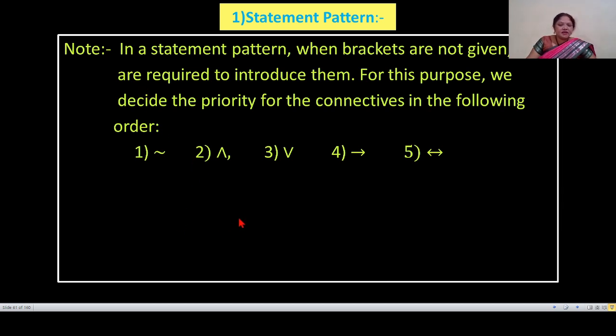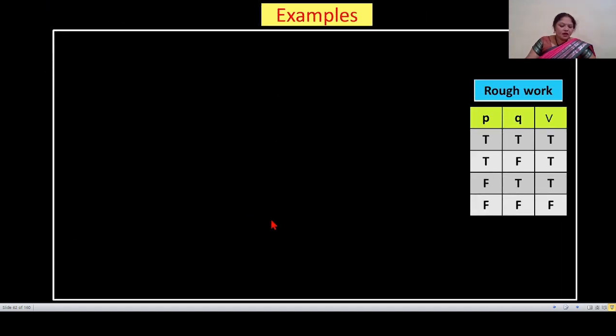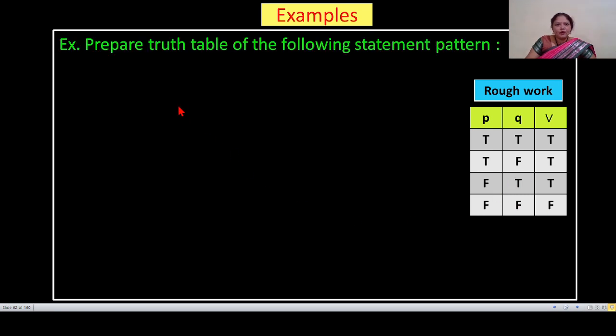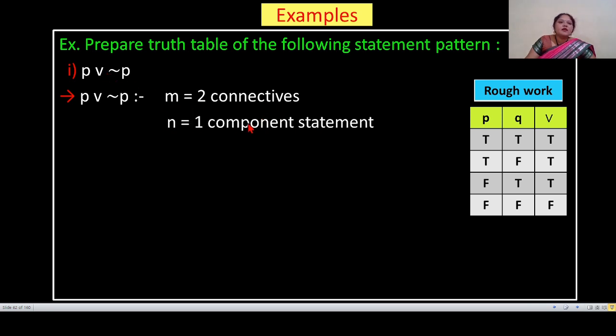Let us see examples related to statement patterns. For our convenience, we have to refer to this truth table. First example, prepare the truth table of the following statement pattern. First statement pattern is P or negation P. In this statement pattern, there are two connectives, disjunction and negation, and one statement P. Therefore, m equal to two connectives, n equal to one component statement.